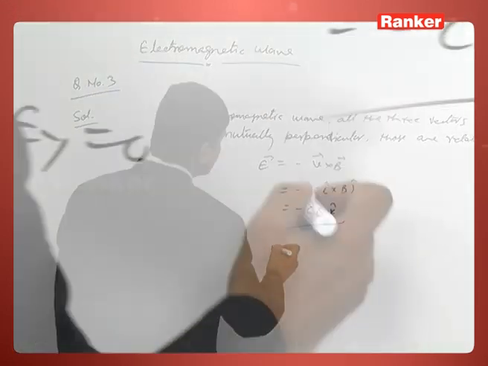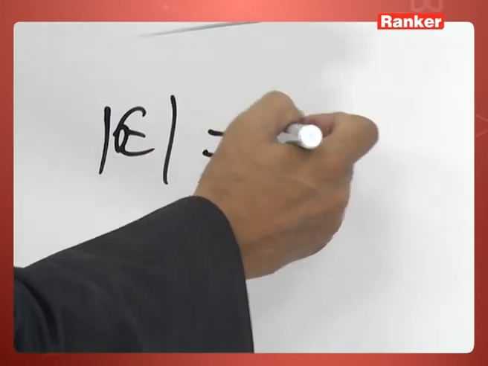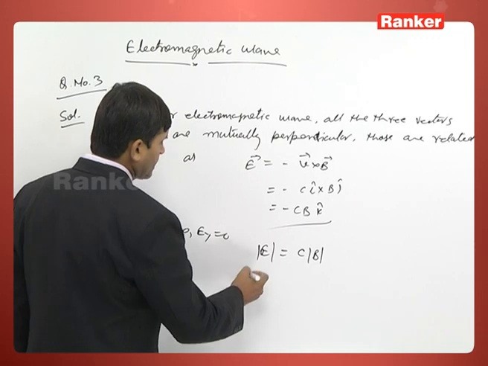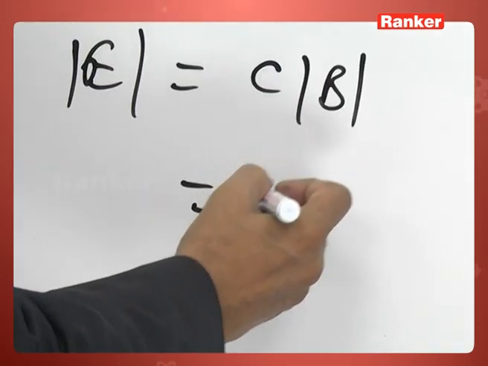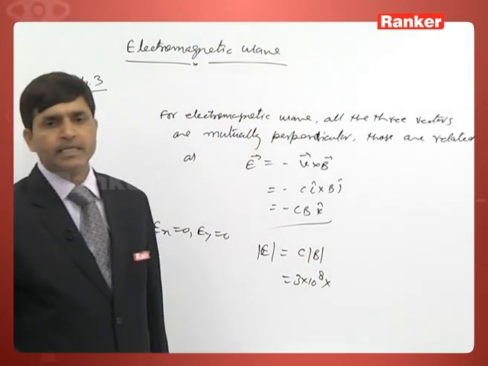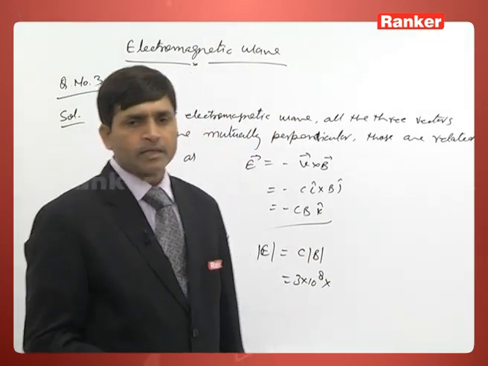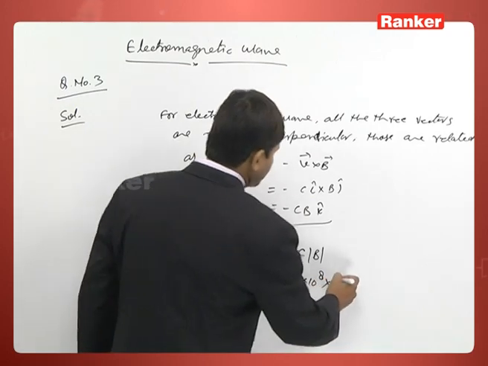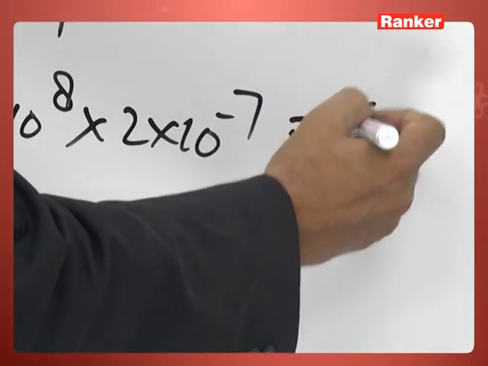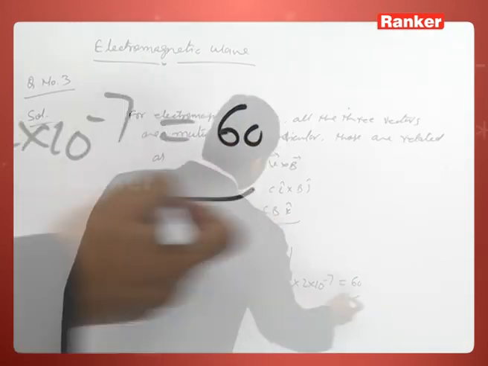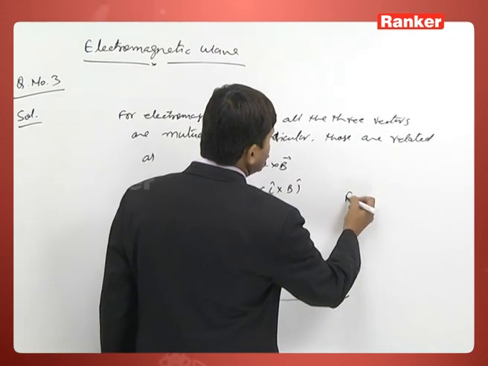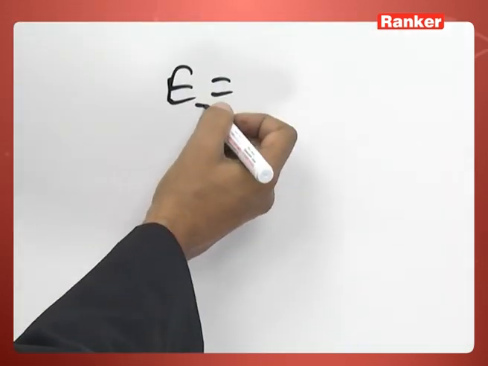So modulus of electric field is equal to C times modulus of amplitude of B. So that is C, 3 into 10 to the power 8, and amplitude of B is given as 2 into 10 to the power minus 7. So this becomes 60, the amplitude. So this is nothing but the peak value. So now E is equal to Ez actually.